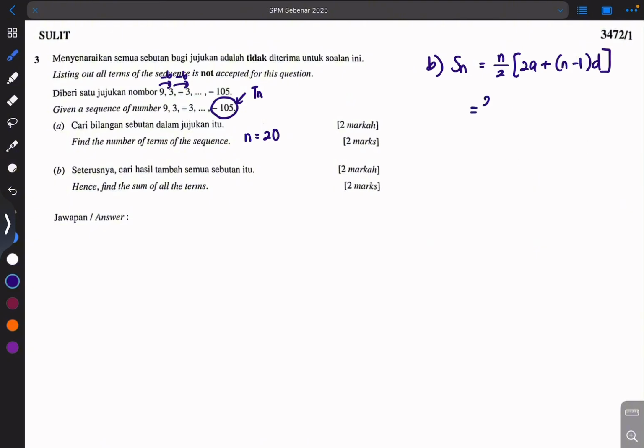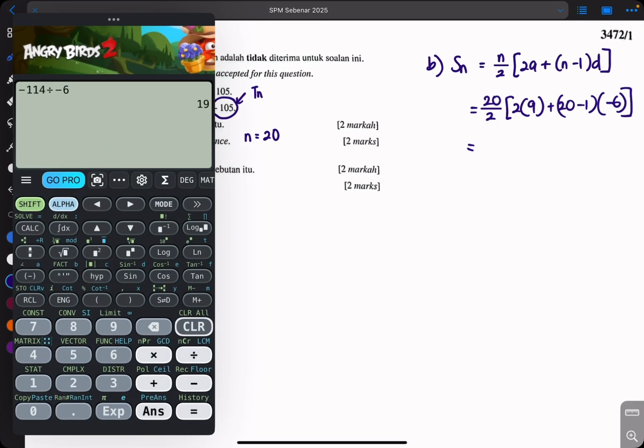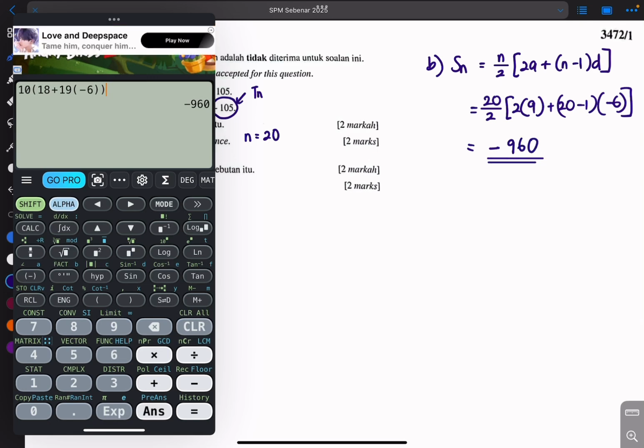So n is 20, a is 9, 20 minus 1, d is negative 6. So 20 over 2 is 10, 2 times 9 is 18, 19 times negative 6. We get negative 960. Done.